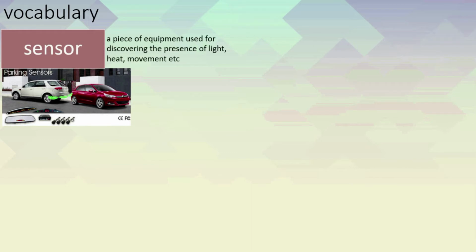Look at this car here. The car has a parking sensor. The sensor alerts the driver of the presence of another car while parking. So sensor is a piece of equipment used for discovering the presence of light, heat, movement, or similar things.